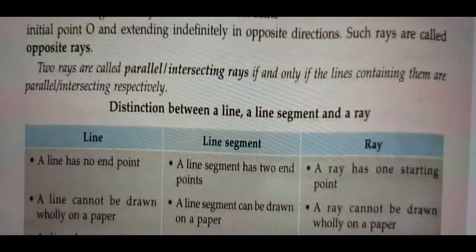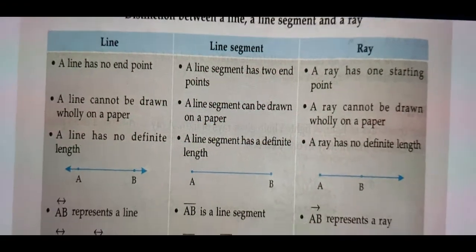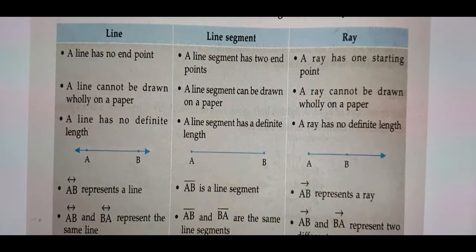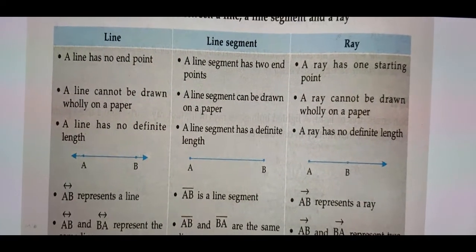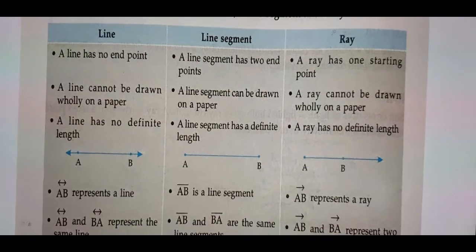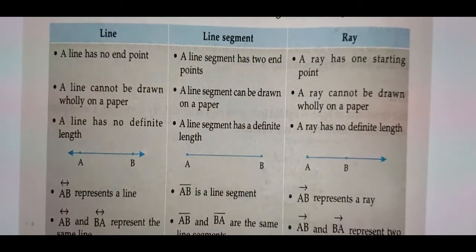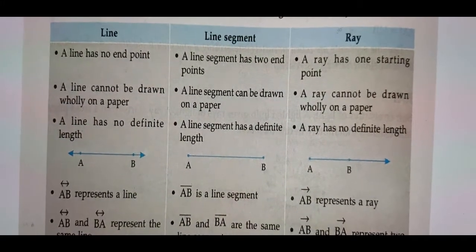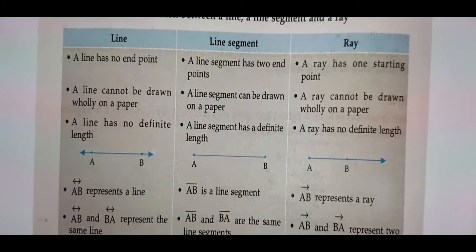So here you have a small differentiation between all the three: line, segment and ray. A line has no end point, a segment has two end points, a ray has one starting point. A line cannot be drawn wholly on paper as it is extending indefinitely, whereas a line segment can be drawn. A ray also cannot be drawn wholly on paper.